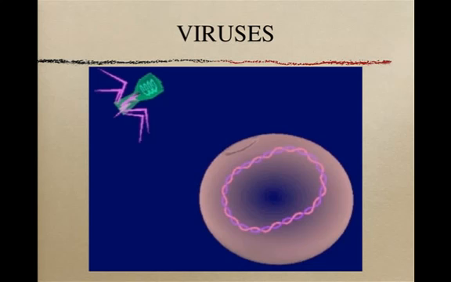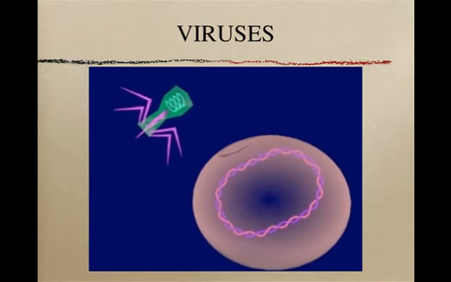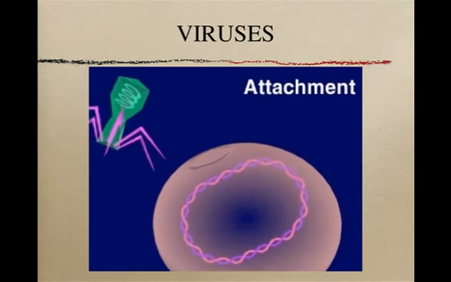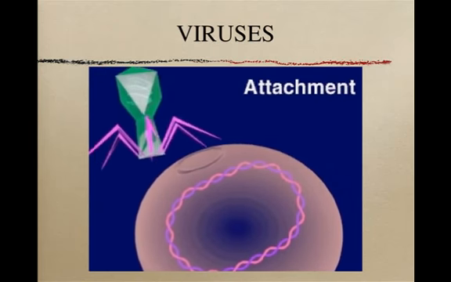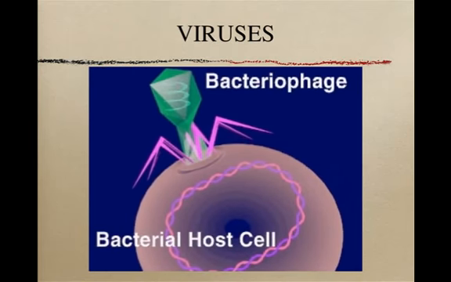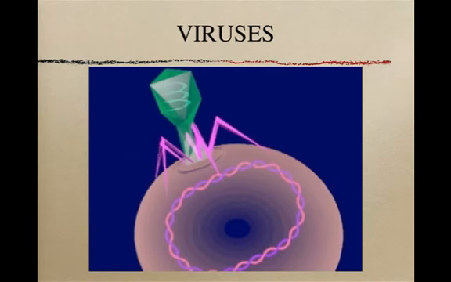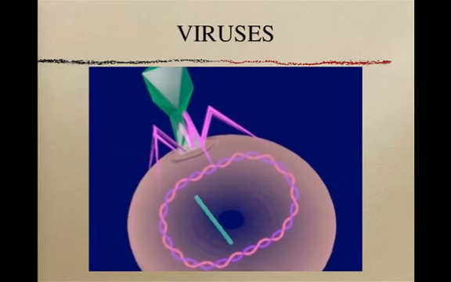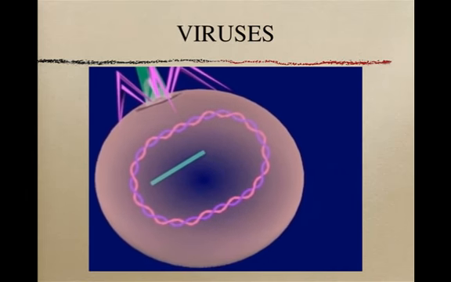The lytic cycle is a viral reproductive cycle in which a virus takes over all metabolic activities of a cell, replicates itself many times, then destroys the host cell. A bacteriophage attaches to a bacterial host cell by recognizing and locking onto a specific receptor site on the surface of the host cell. The virus then injects its DNA into the host cell. The empty coat remains outside the cell.